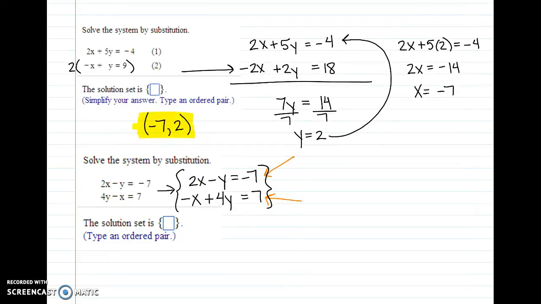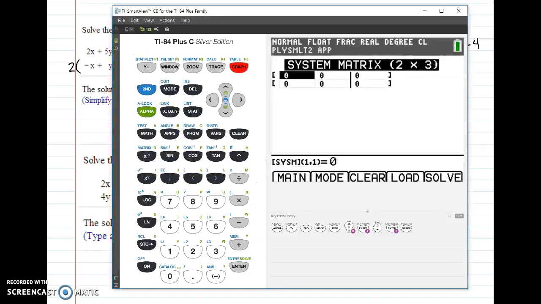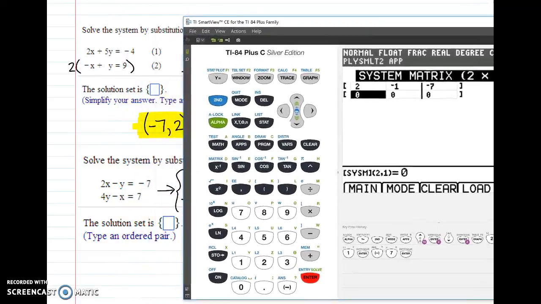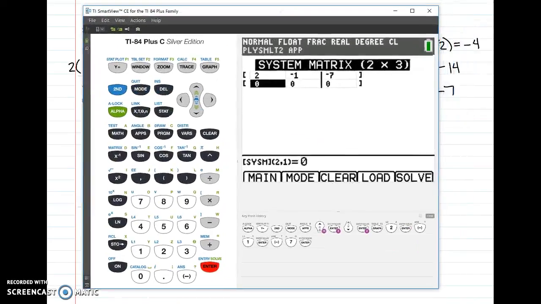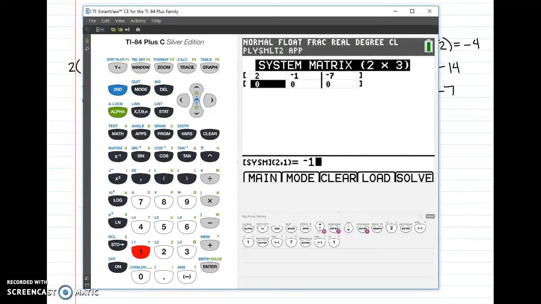So on the first line, my first equation, 2, -1, -7. So 2, enter, -1, -7. And then I'm going to put in the coefficients that I have on the next line, which were -1, 4, and +7. So this is why it's so important that you make sure that you get your equations rearranged, because you're going to put the numbers in the wrong place.